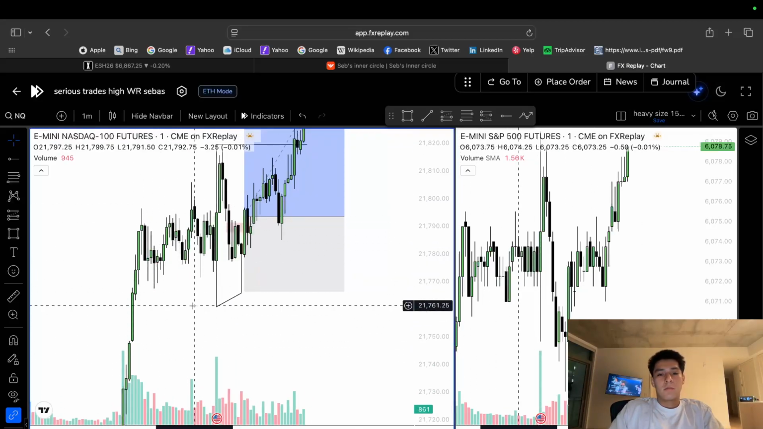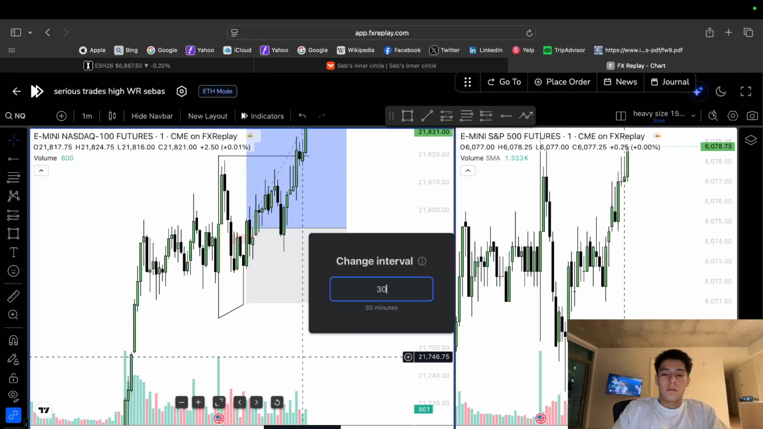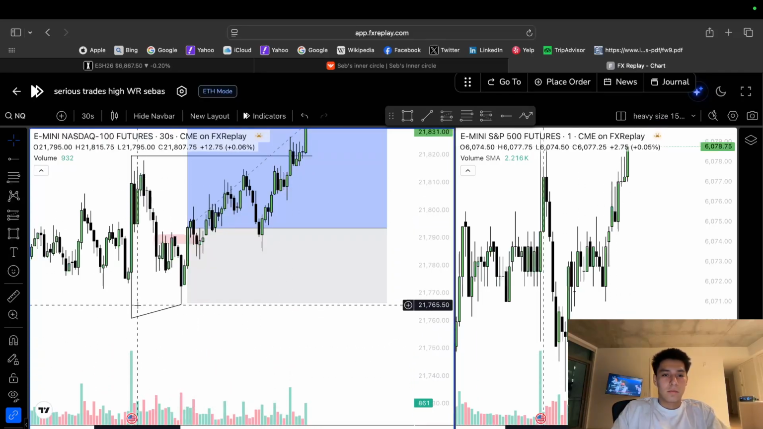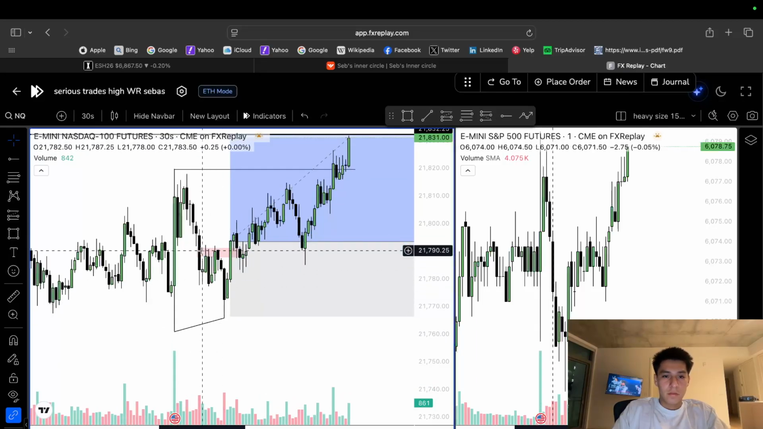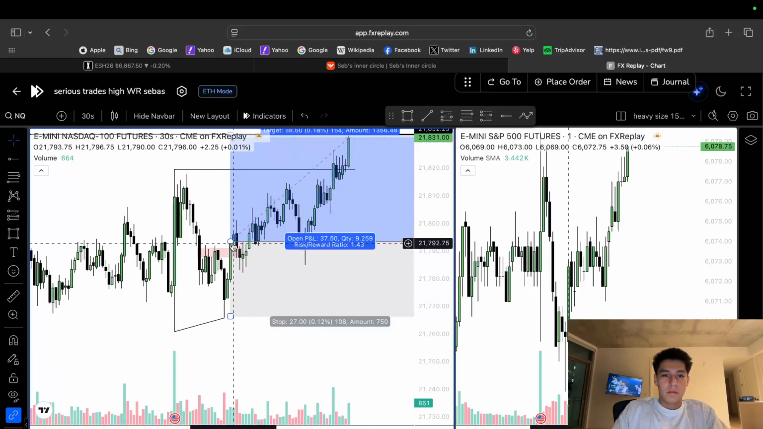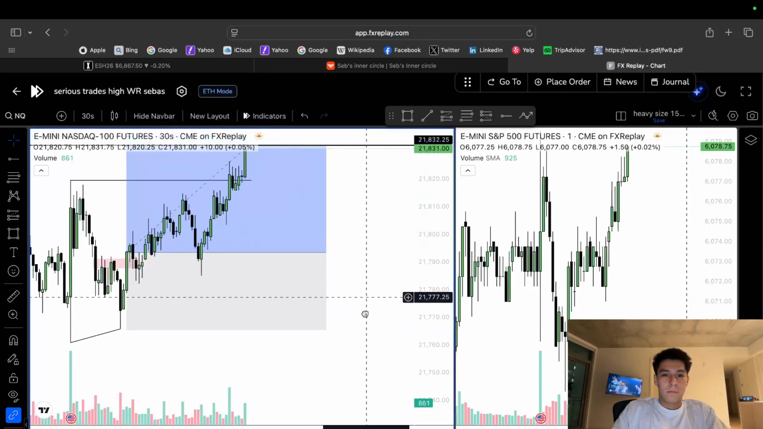You know, we have 10 a.m. news. 10 a.m. news usually creates these wicks, right? We created that wick. We also created this SMT. Once the SMT was created, I was just waiting for this inverse to happen. Once that inverse was made, entered market order, stop loss at this low.